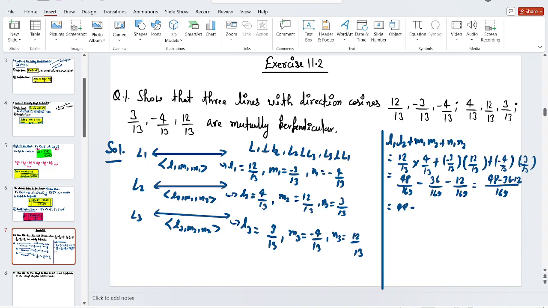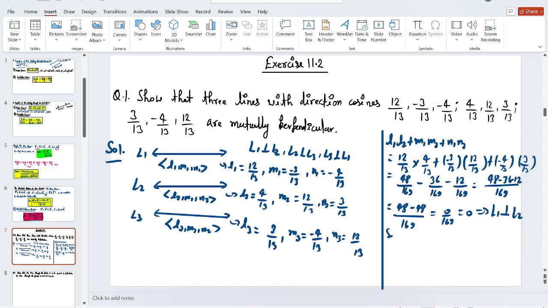48 minus 48, 36 minus 36 minus 12 becomes 48 minus 12. It's 169. It becomes 0 upon 169. It becomes 0. So we get L1 L2 plus M1 M2 plus N1 N2 equal to 0. So we say that L1 is perpendicular to L2.